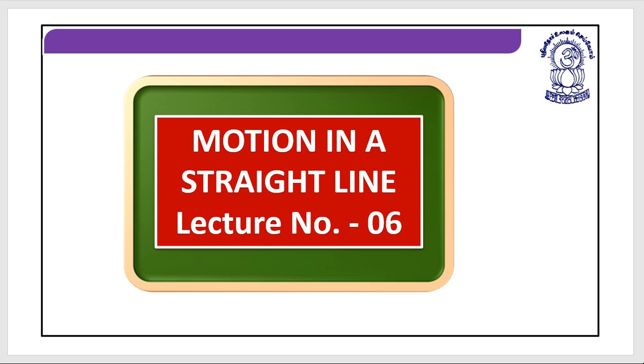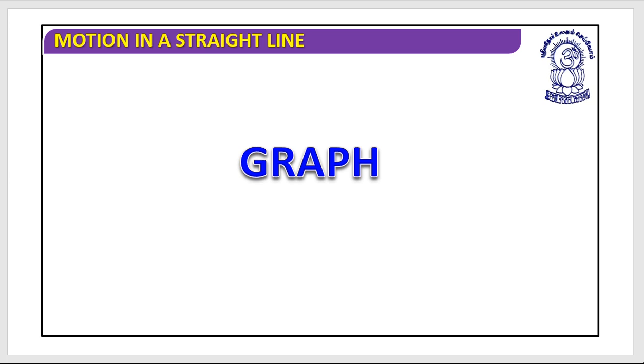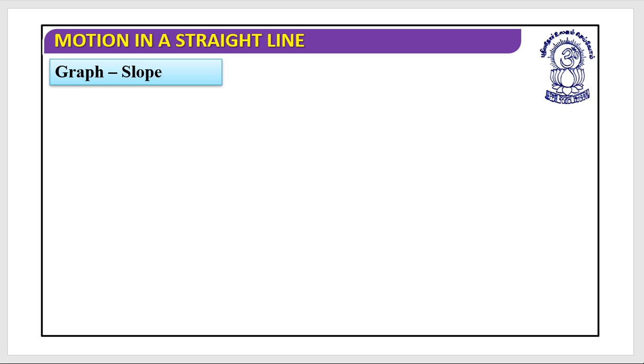This is lecture number 6 of the unit Motion in a Straight Line. Let's begin with this class. Today's topic would be the graph. In this class we are going to learn about two different aspects of a graph. The one topic would be the slope of a graph and another topic would be the area of a graph. So let's begin with the first topic, the slope of a graph.